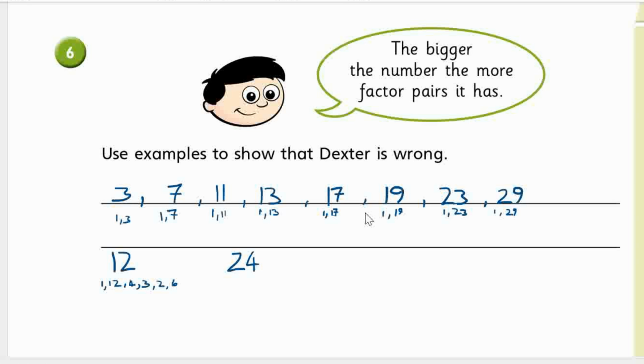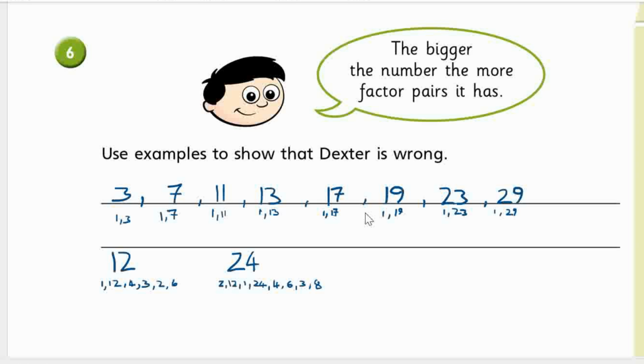So it has 12 and 2, 2 times 12. Obviously, it has the 1 and the 24. What else does it have? 4 and 6. Okay, and then it has 3. How many times does 3 go into 24? Well, it goes 8 times.